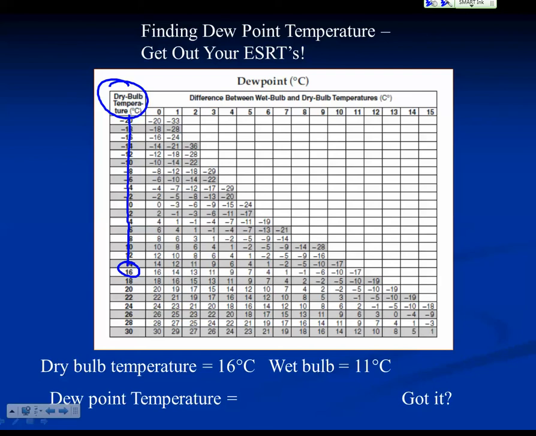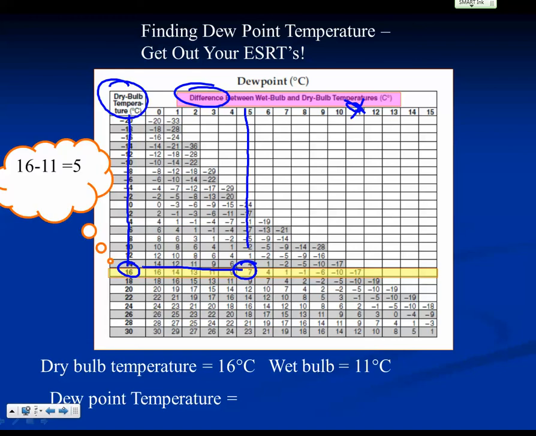And we go over the difference between the dry and wet bulb temperature. We don't go over to 11. We don't go over to this box here. We go over the difference. So 16 minus 11 is 5. So we're going to find out where 5 and 16 meet, and they meet right at 7 degrees. And there's our answer. So it's a pretty simple process. These charts aren't hard to use at all. They're much easier than the old-fashioned charts that we used to use in our science.